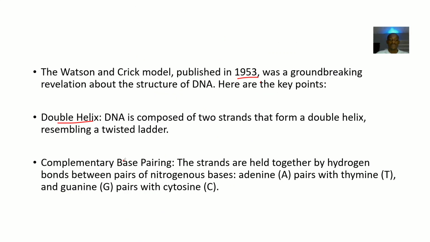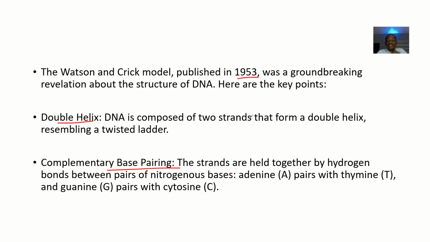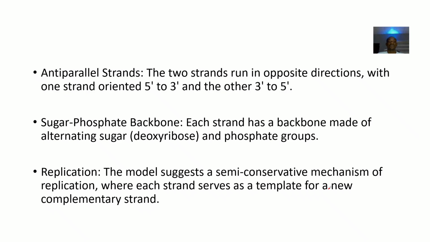Then complementary base pairing. These strands are held together by what? Hydrogen bonds between the pairs of nitrogenous bases. Looking at this now, the blue one is guanine, and this is cytosine. In between guanine and cytosine, you can see a black line. That's the hydrogen bond joining guanine and cytosine, and the rest. So you find that adenine will be paired to thymine, and guanine will be paired to what? Cytosine.